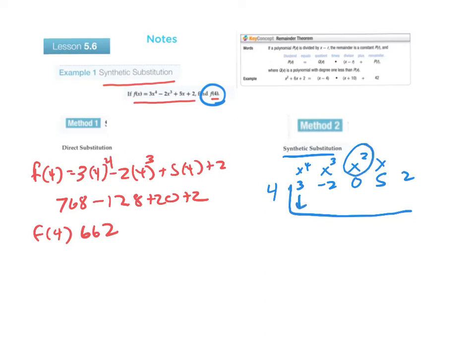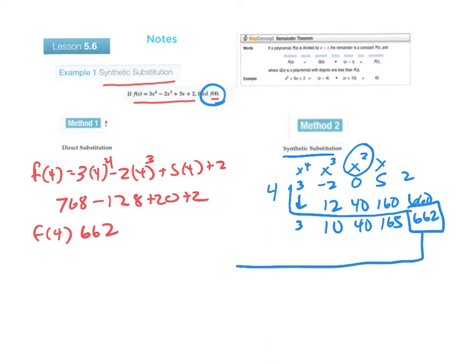So I drop my 3 down, and then 4 times 3 is 12, and then add. 4 times 10 is 40, add 40 plus 0 is 40. 4 times 40 is 160, and add. And then 4 times 165, which is 660, and then add, I get 662. This last number is the remainder. And in this case, the remainder actually is the same thing as if we did a direct substitution.